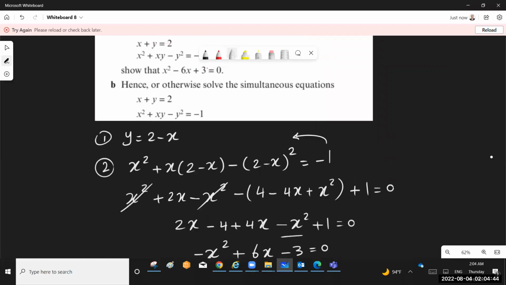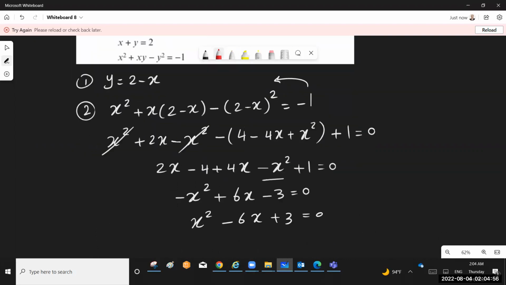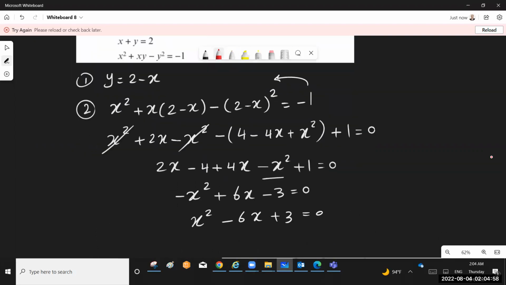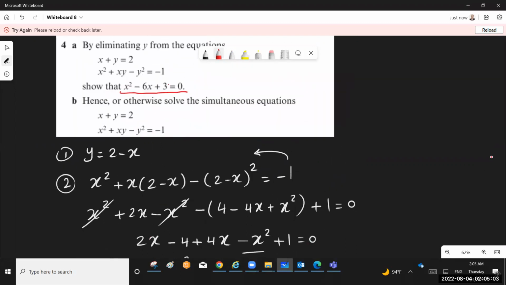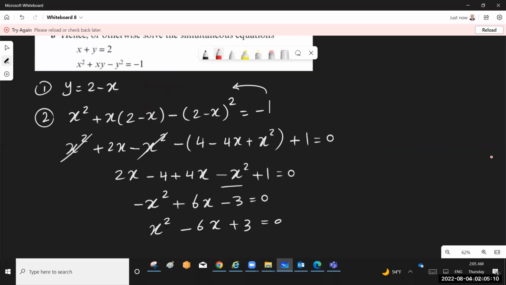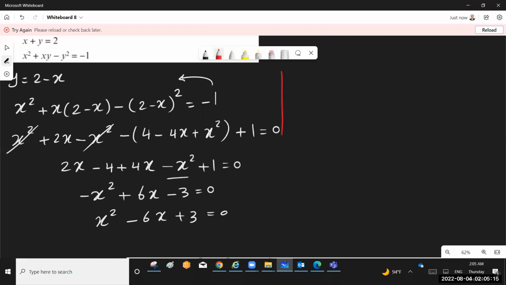This equation you cannot factorize. Look at this one. Show that x squared minus 6x plus 3 is equal to 0. This equation I want to show. Is it the same equation we get or not? Yes, the same equation: x squared minus 6x plus 3 is equal to 0. And after that, hence or otherwise, solve the simultaneous equations x plus y is equal to 2, and x squared plus xy minus y squared is equal to negative 1. Yes, you can solve this equation by completing the square or by any other method, by quadratic formula.